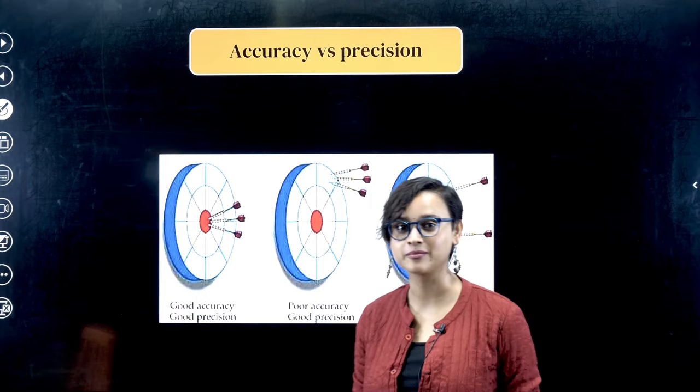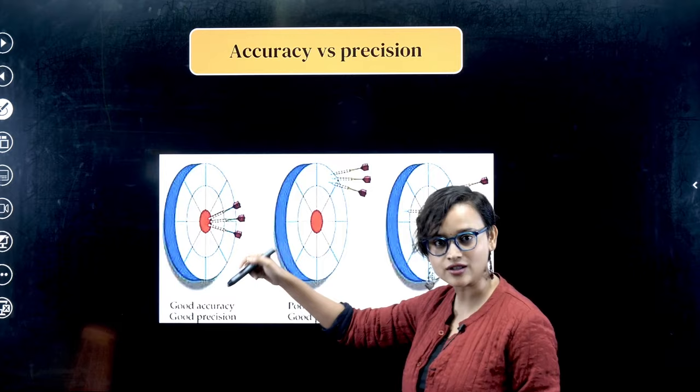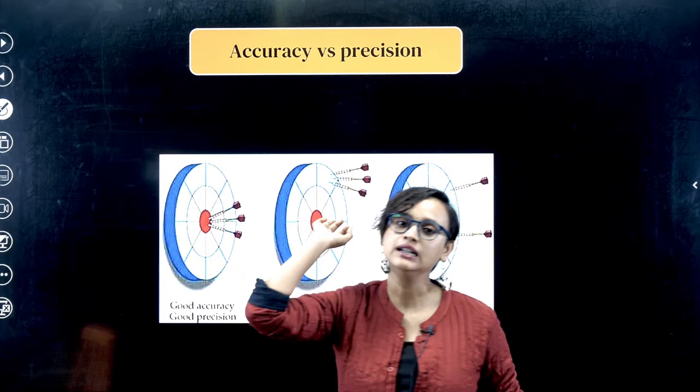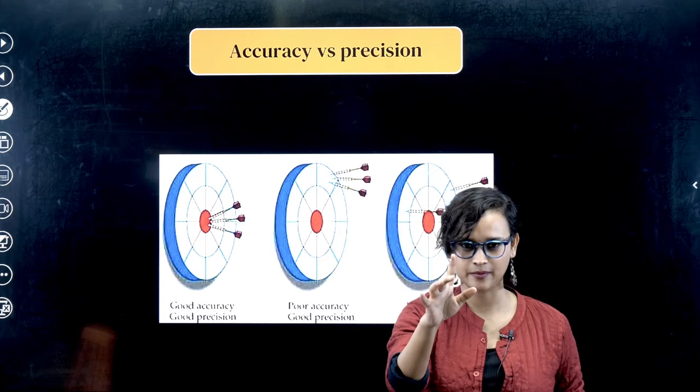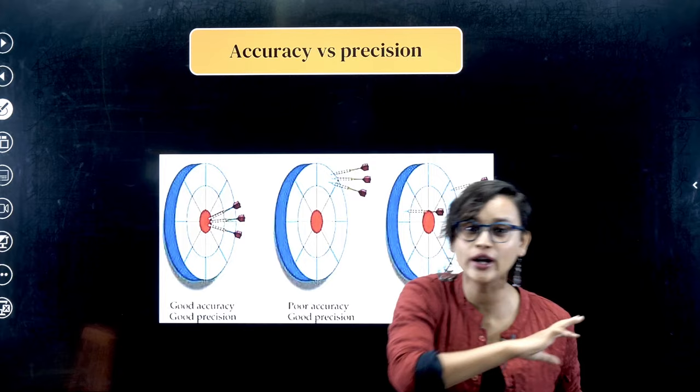So, you know what a dart board is, right? This is called a dart board. You have the darts and then there is a board. You just throw it like this and the dart goes and attaches itself to the board, right? If you have a very good aim, then you have like 6 darts: 1, 2, 3, 4, 5, and 6. Now let's say that all of them actually hit the bullseye, the central point. That means that you have good accuracy, you have good precision.